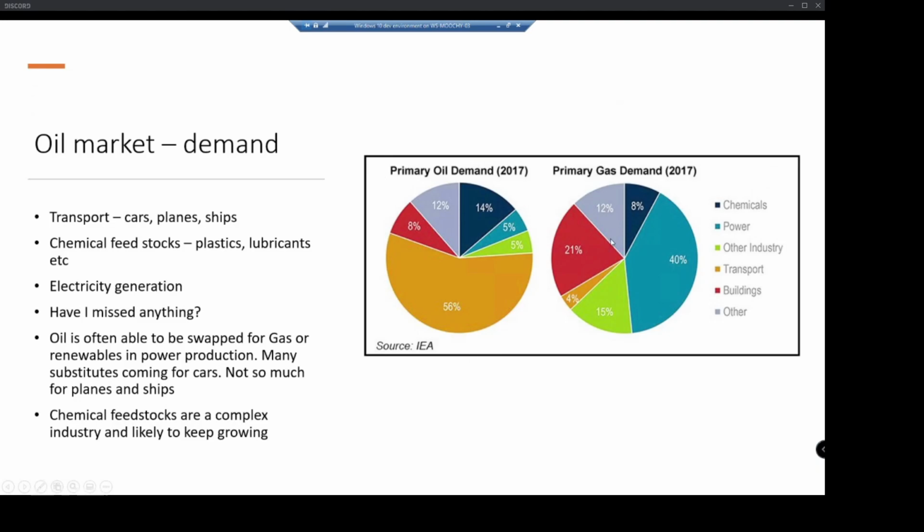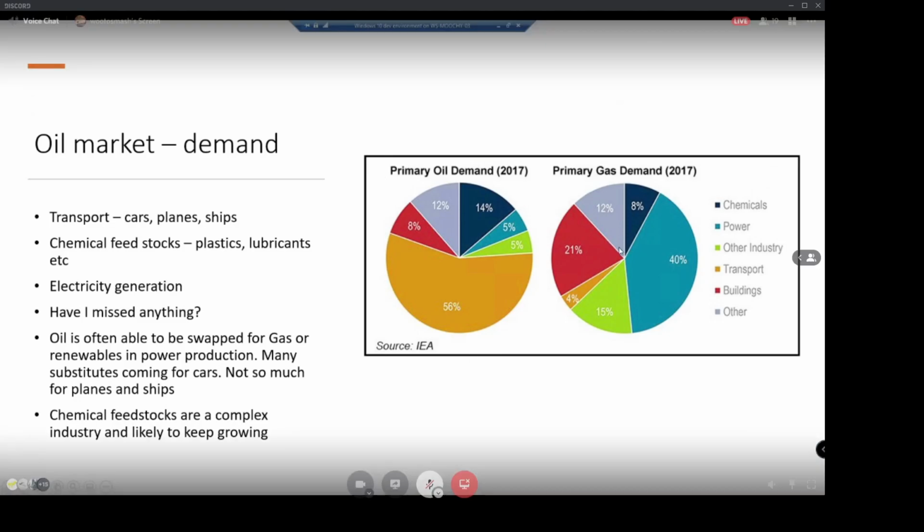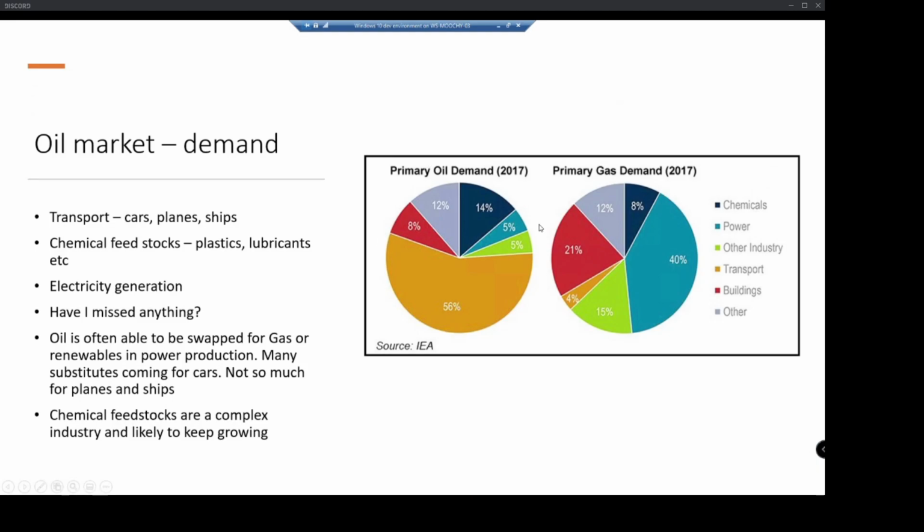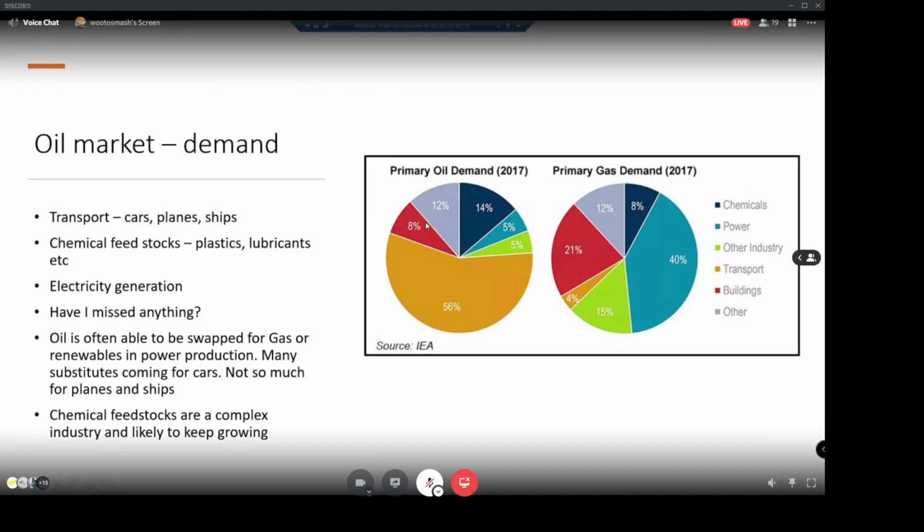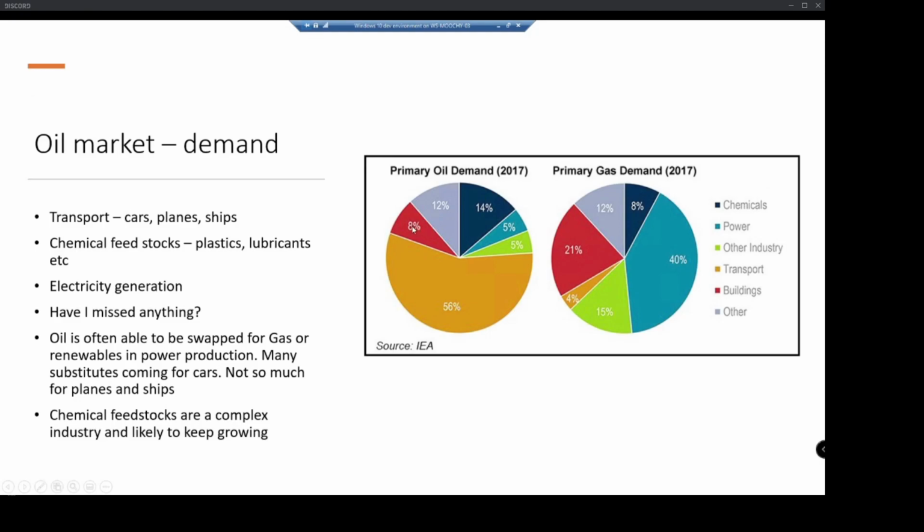And this is the stats I could find on what it's actually used for. So if we're talking oil, 56% is used for transport, 5% is used for other industry, 5% for power, 14% for chemicals and other and buildings. I'm assuming this is heating for buildings. We don't actually have oil heating in Australia, but I understand that certain parts of America actually use oil for heating, or something like kerosene or something.